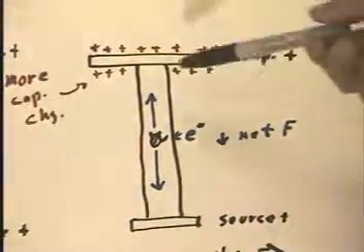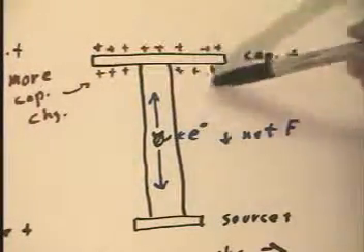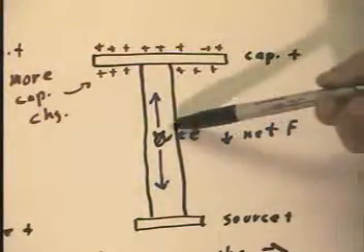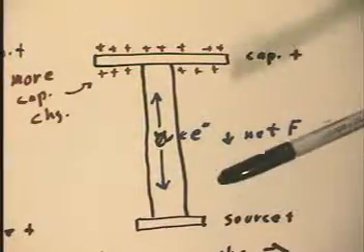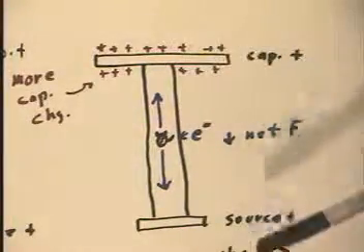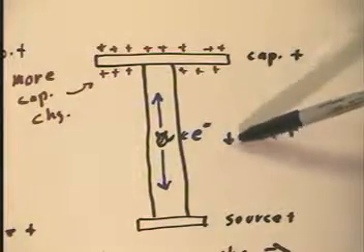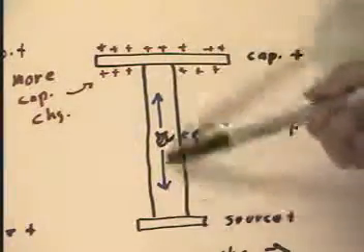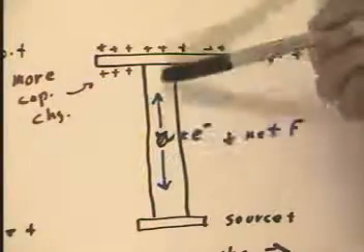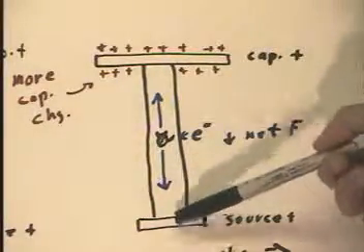Now if we look at the situation where we have more charge on the capacitor plate, the charge is denser, then we're going to experience more attraction toward the capacitor, same attraction toward the source, but the net force is much smaller, so the electrons will drift much more slowly in the direction of the source.